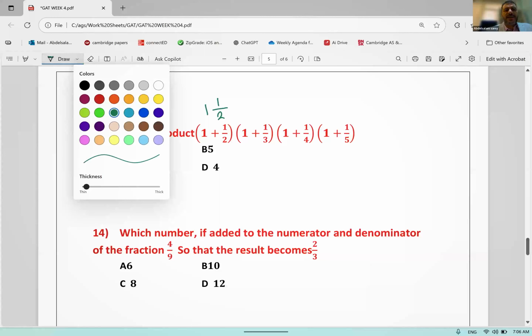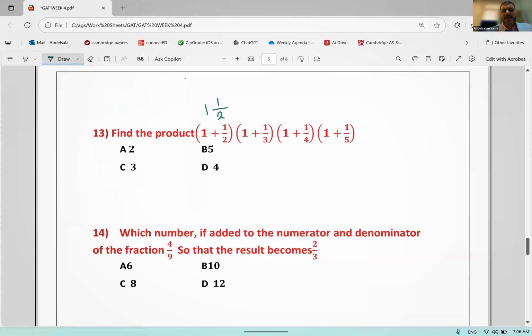If you remember how I can change the mixed to improper, you multiply and add. The denominator will not change. 2 times 1, 2 plus 1, 3. And here I will do the same. It's 1 and 1/3. Multiply and plus. The denominator will be 3. 1 times 3, 3 plus 1, 4.